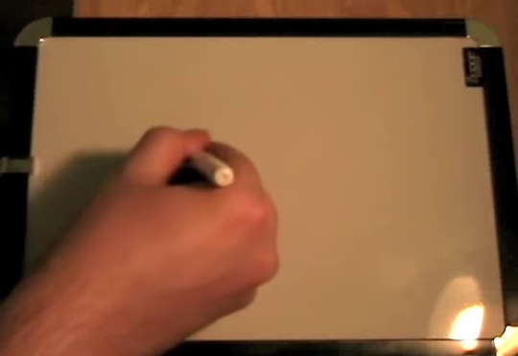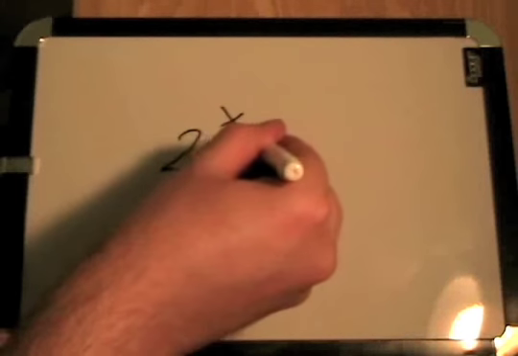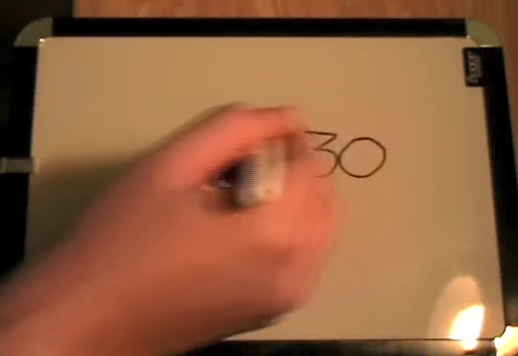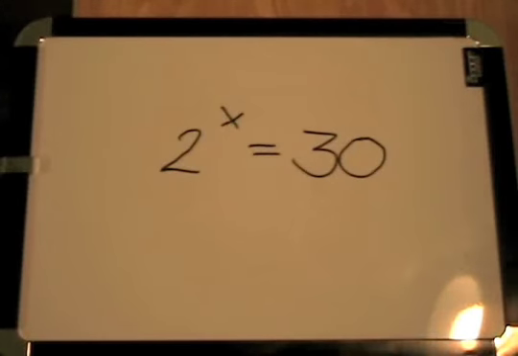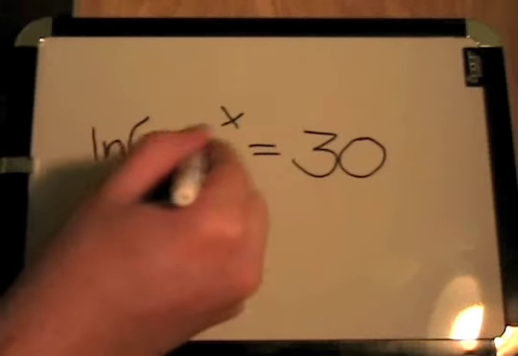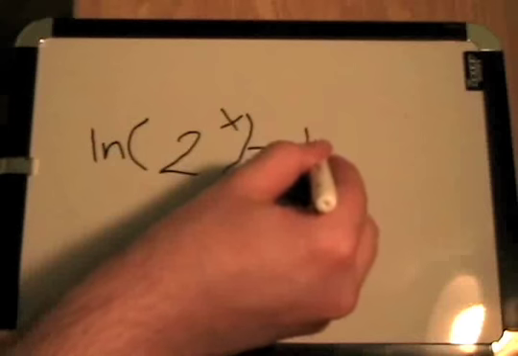We're going to use natural log when we have two terms that don't have the same base in an exponential equation. For instance, here's the equation 2 to the x power equals 30. There's no way that we can get these two terms to have the same base. So, we'll take the natural log of each side.